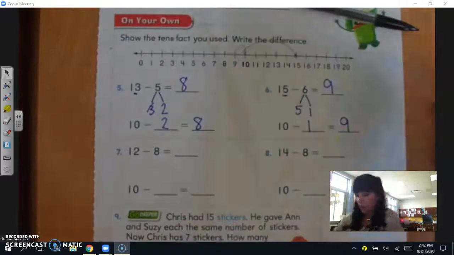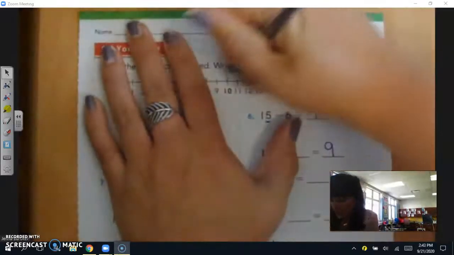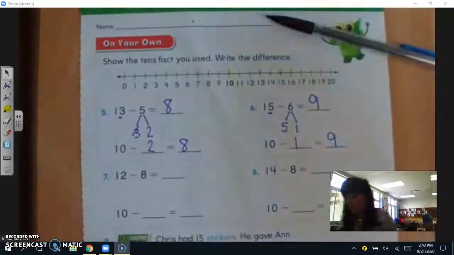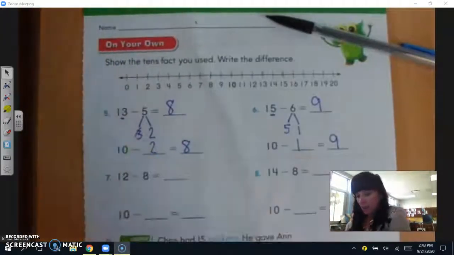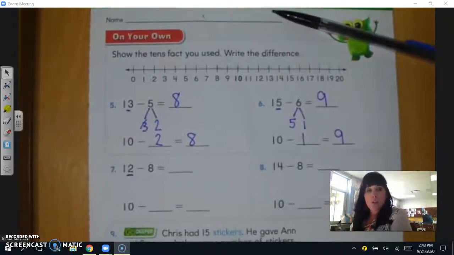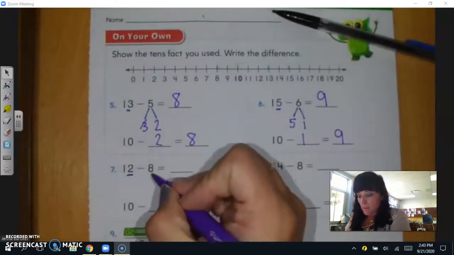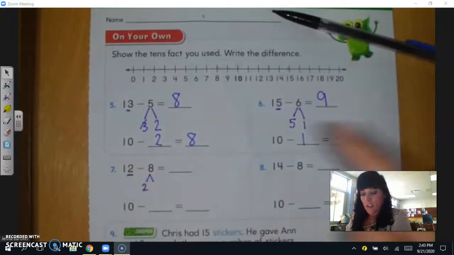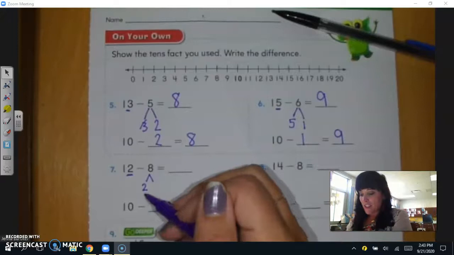So let's go down to number 12 minus 8. I gotta erase my number line stuff. Okay, so now we're at 12 minus 8. I'm going to underline that 2 in 12 because that's the ones digit. So I'm going to break up that 8 into 2 and something, right? Because I know that 12 minus 2 is going to get me to 10, and that's the point of the lesson. So we're at 12 minus 2.